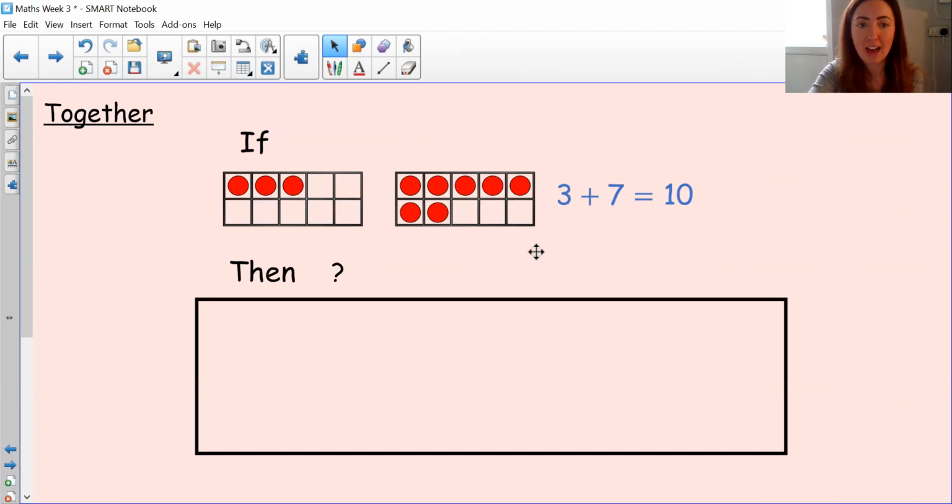So now that we know that, can you help me work out if 3 add 7 equals 10, then what can we work out about number bonds to 20 from that number bond to 10? Can you think of two number sentences using that number bond to 10 to work out two number bonds to 20? Pause here to have a go.